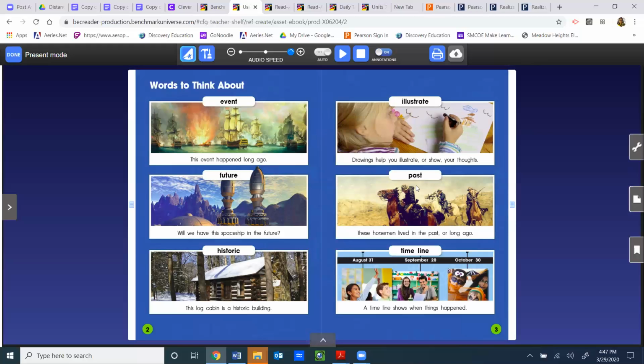So the past, they define it here. It was not necessarily long ago. I mean, the past was 5 minutes ago. It was yesterday. The past is something that's already happened. But I think many of us think of the past as something that's happened long ago. And the word timeline. We were introduced to a timeline last week. So a timeline shows when things happen.